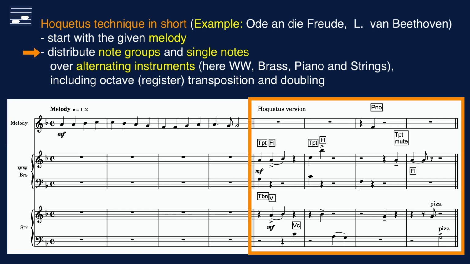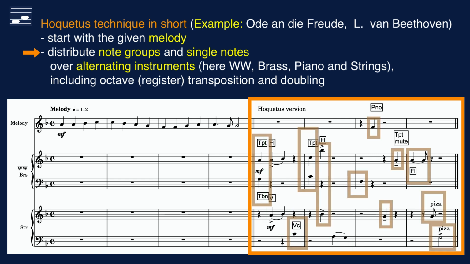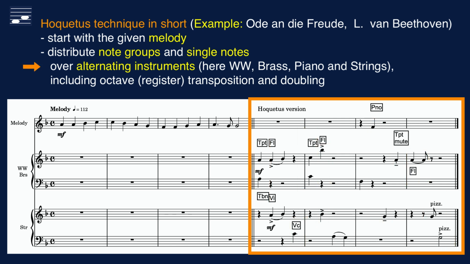With this phrase as starting point, we distribute note groups and/or individual notes over a set of instruments. In green I've marked the orchestration for 2-note subphrases, and single notes in brown. Using woodwinds, brass, a piano and strings, plus occasional doubling and octave transposition, we obtain the following Hocket.